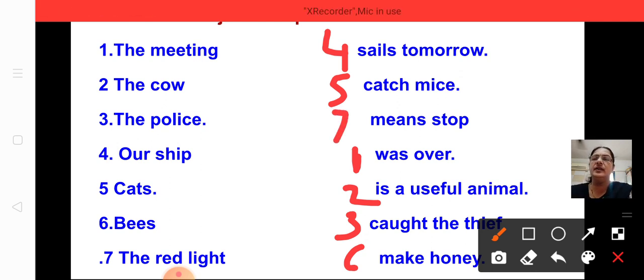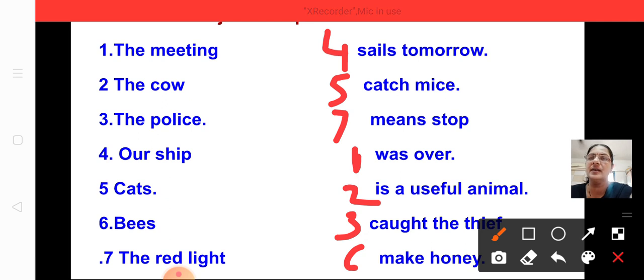Okay, so I've written all. Now we'll read the subject. The left hand side, what all is there? It is the subject. And the right hand side will be the predicate. The meeting was over. Was over will be the predicate. The cow is the subject, is a useful animal is the predicate.